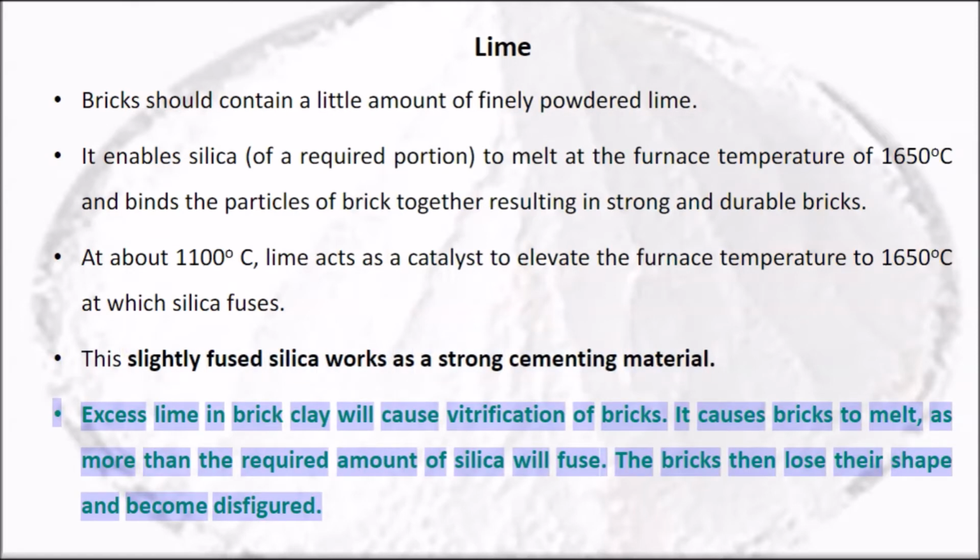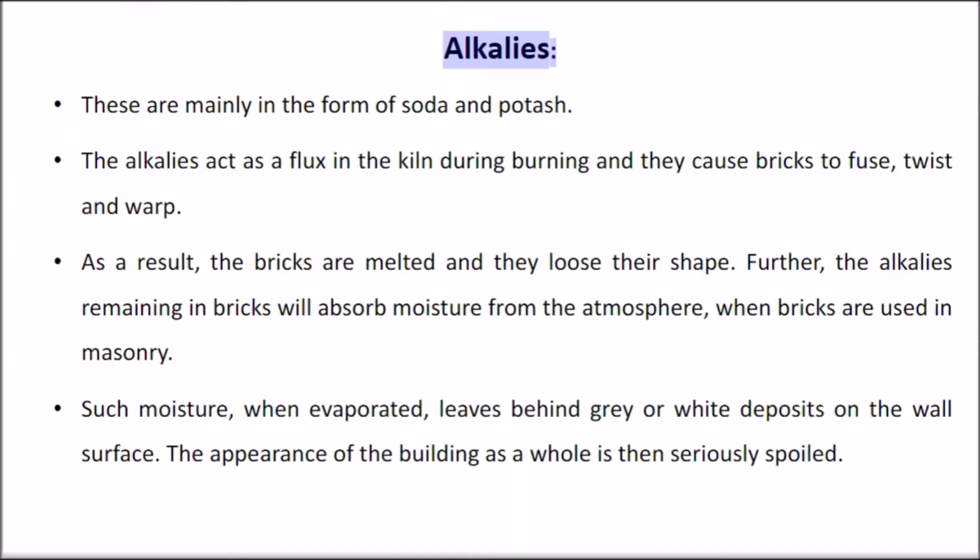Excess lime in brick clay will cause vitrification of bricks. It causes bricks to melt, as more than the required amount of silica will fuse. The bricks then lose their shape and become disfigured. Alkalis. These are mainly in the form of soda and potash. The alkalis act as a flux in the kiln during burning, and they cause bricks to fuse, twist and warp.